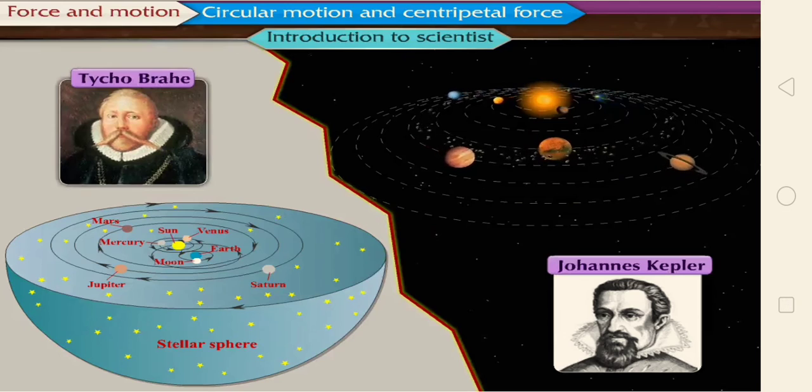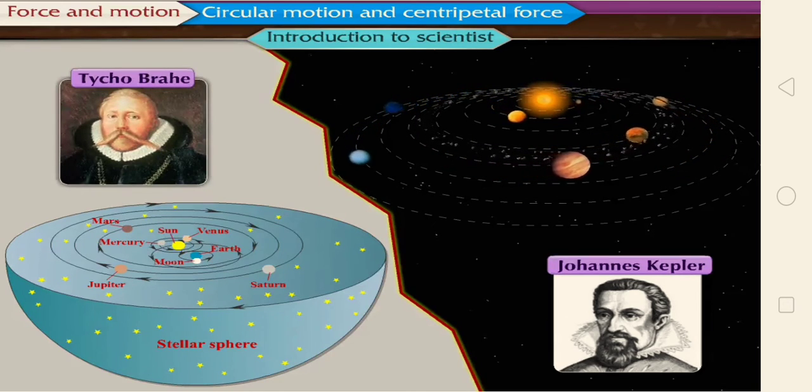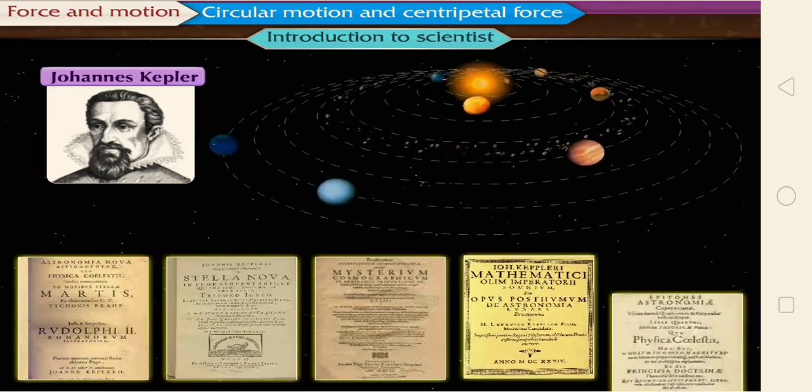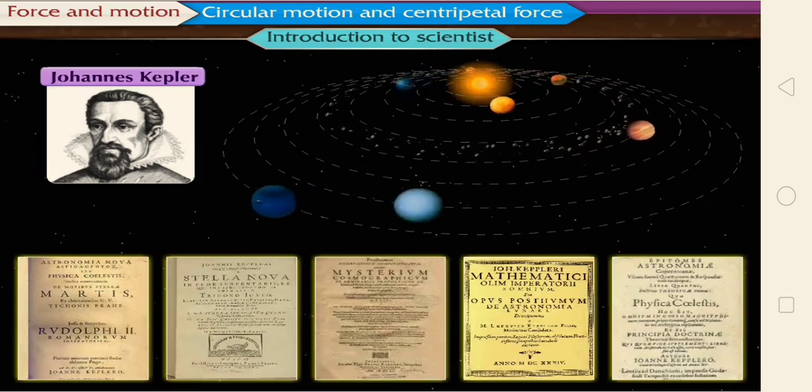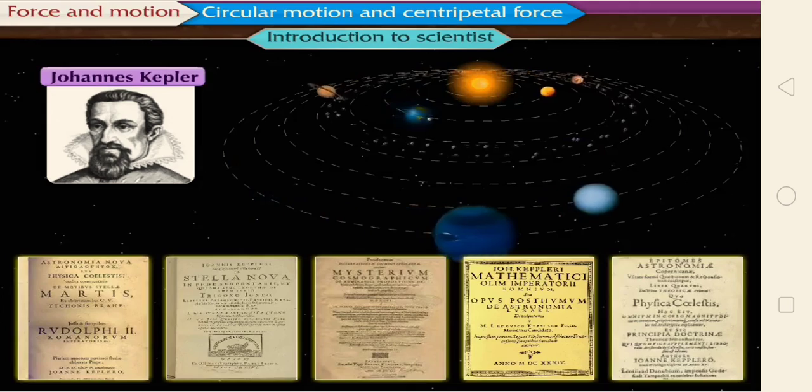He used the observations of the planetary motions made by Brahe to discover the laws of planetary motion. He wrote several books. Kepler's work was later used by Newton in postulating his law of gravitation.